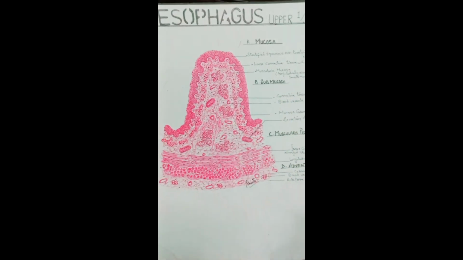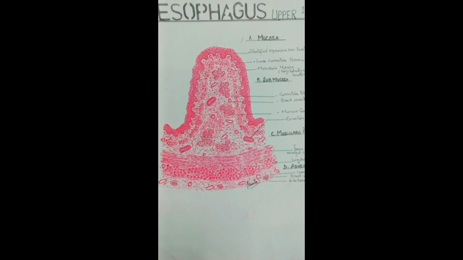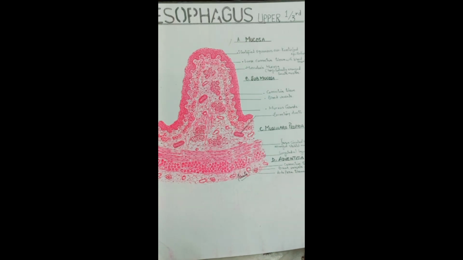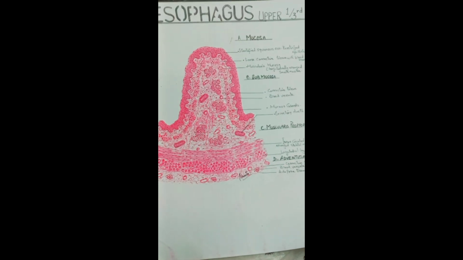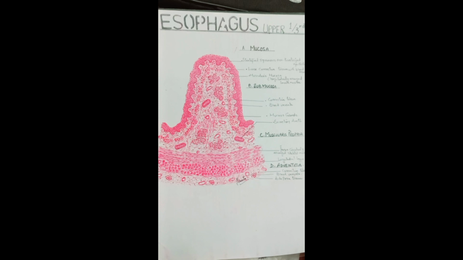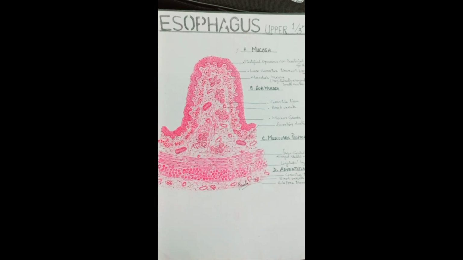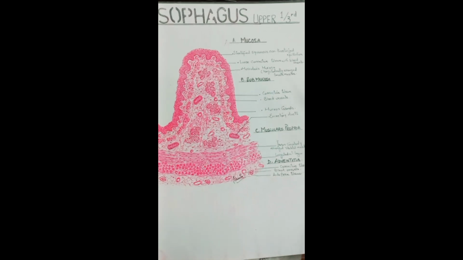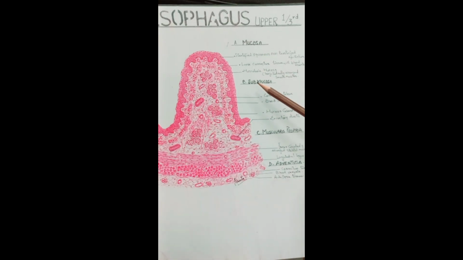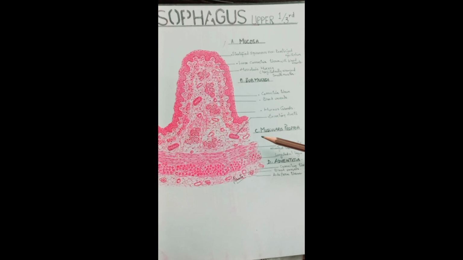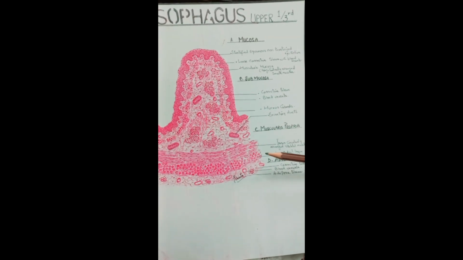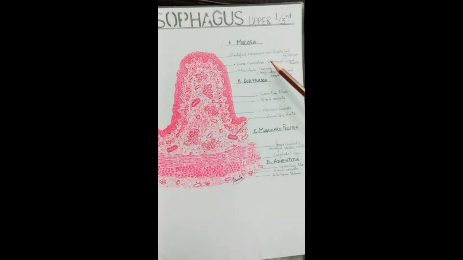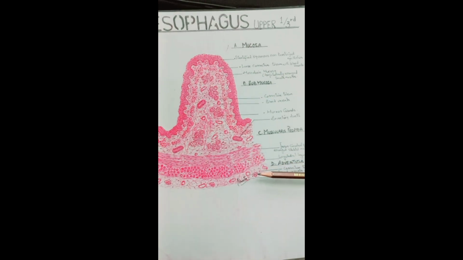I will tell you firstly the upper one third of the esophagus, how to draw it, and then some differences between the upper one third, middle one third, and the lower one third part of the esophagus. Firstly, I will tell you about the basic layers of the esophagus, which are four. One is the mucosa, other one is the submucosa, muscularis propria or muscularis externa, you can say it, and last one is the adventitia. These are the four layers you will draw in the esophagus.